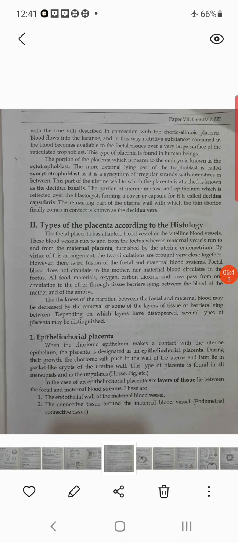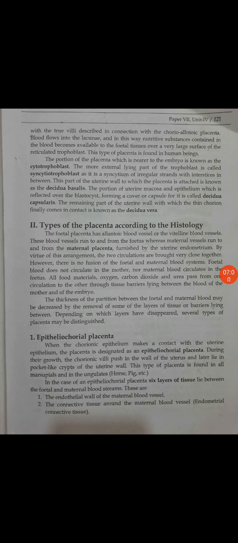Second one, types of placenta according to the histology. Now, histology means which cells are taking part in the formation of placenta. So here the fetal placenta has allantoic blood vessels or vitelline blood vessels, and these blood vessels run to and from the fetus, whereas maternal vessels run to and from the maternal placenta furnished by the uterine endometrium.